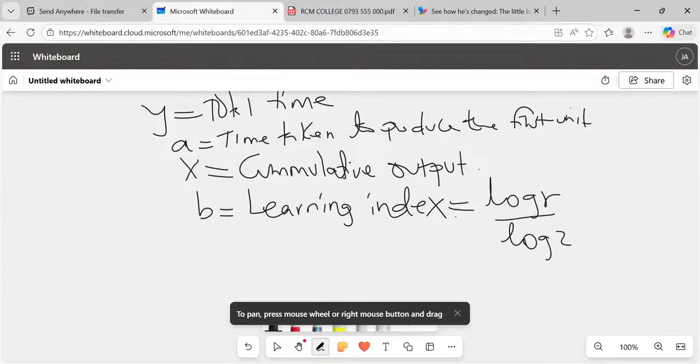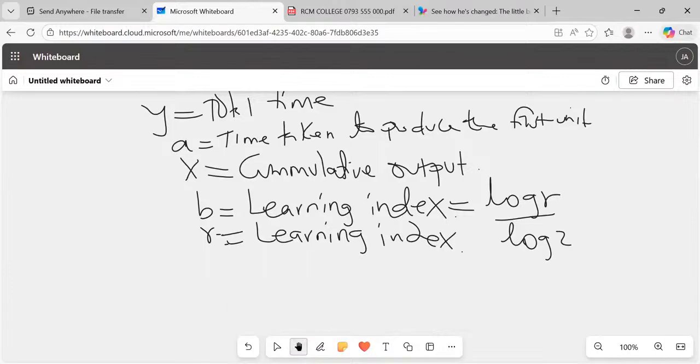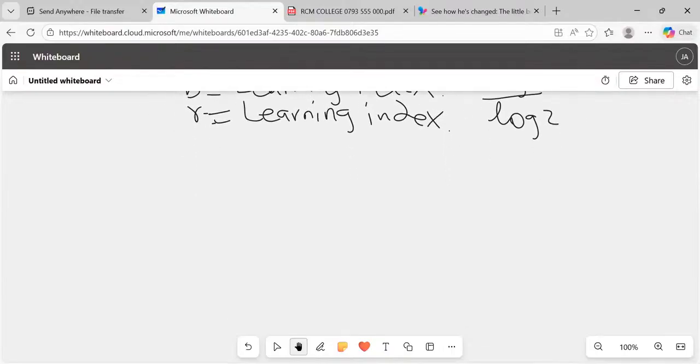But fortunately, the most important thing is to cram the formula, and the logarithms will be solved by the calculator, and your calculators have got logarithms. So this R is the learning index.